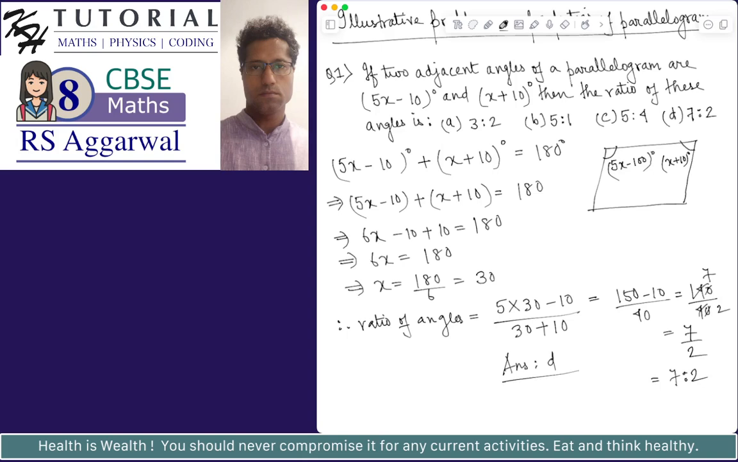So the concept applied was that the sum of any two adjacent angles of a parallelogram is always 180 degree.